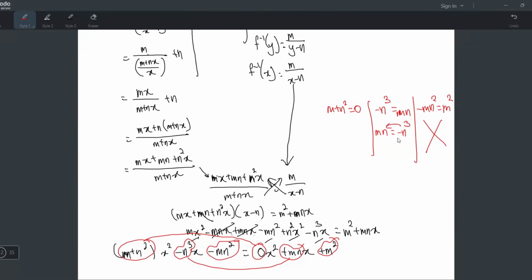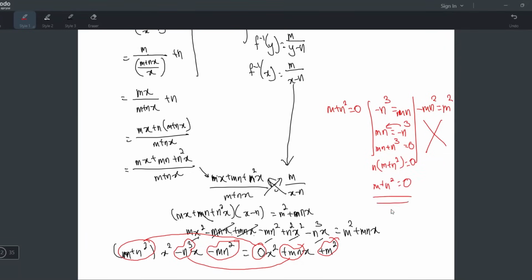So pindah yang ni ke sini, dia akan jadi sama dengan kosong. So dia jadi mn plus n cube. And then both these terms can divide by n. So divide by n, factorize out the n. So left with m plus n square equals 0. And then m plus n square equals to 0 divide n, 0 also.